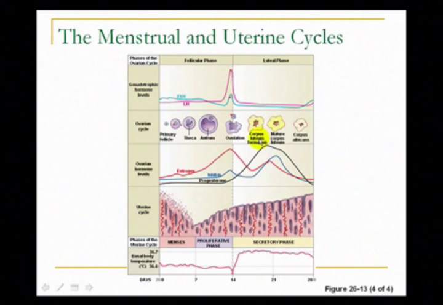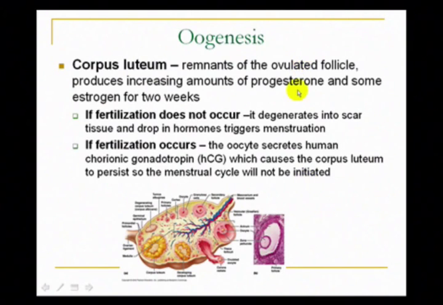Now what will happen is, if fertilization doesn't occur, the corpus luteum dies off. And it becomes what we call the corpus albicans, which is basically scar tissue. Albicans refers to white, so now it's a white body. And these hormone levels, the estrogen and the progesterone, will drop off. So that's what I was just talking about.